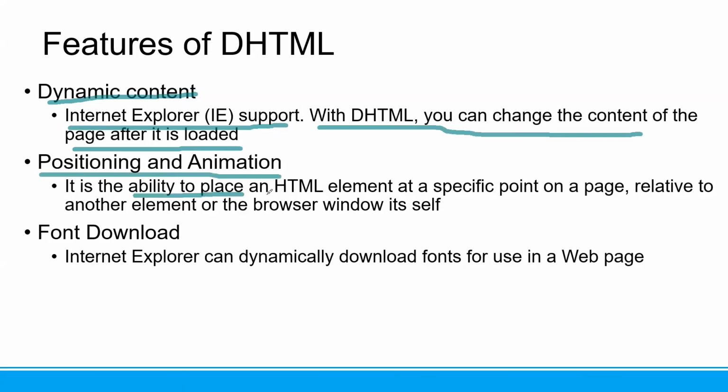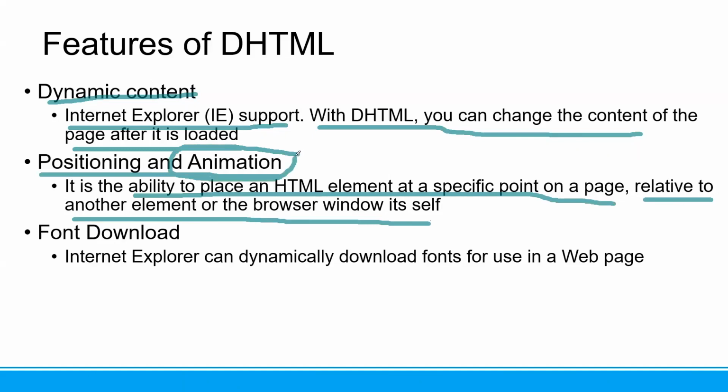For example, also the positioning and animation. It is the ability to place an HTML element at a specific point on the page, relative to another element or the browser window itself. So you can have animation. So the new DHTML has animation, so people will have some kind of interest, or they are trying to attract more viewers.